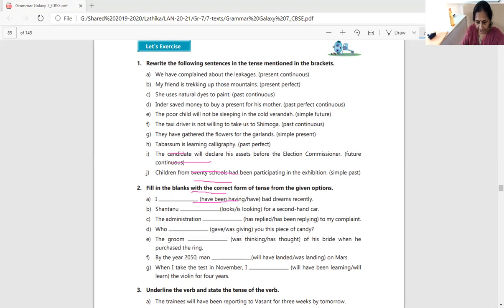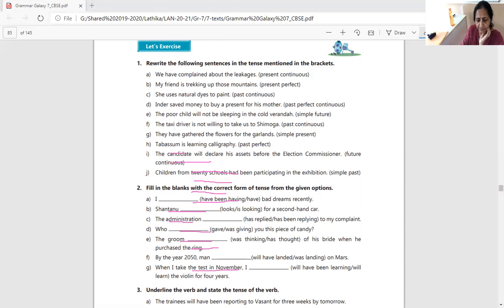They have gathered is present perfect. You have to put it into simple present. They gather the flowers. Now here again, Tabasam is learning, present continuous. So past perfect will be had learned calligraphy. Next we have the candidate will declare it. Okay, that is simple future. Future continuous is will be declaring.